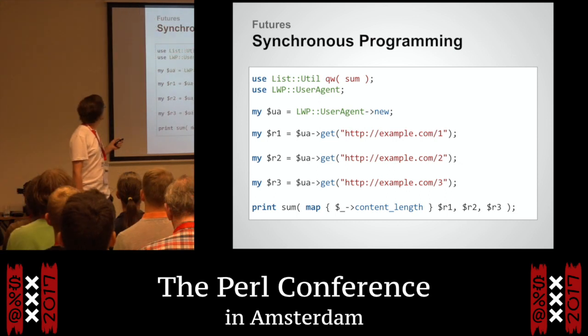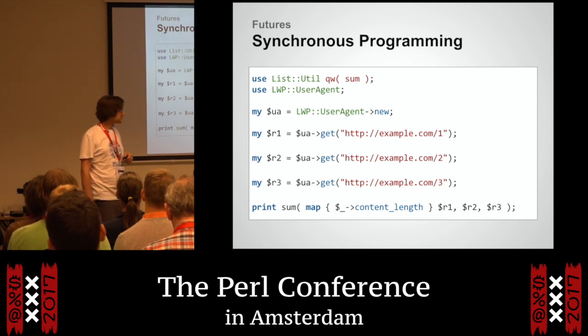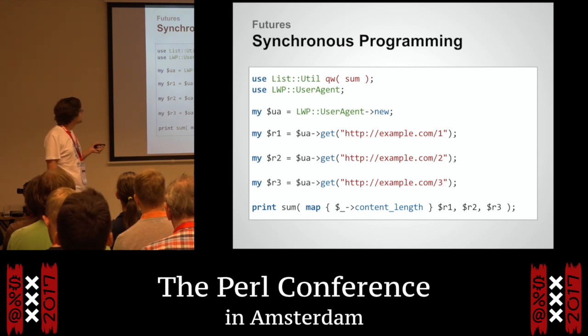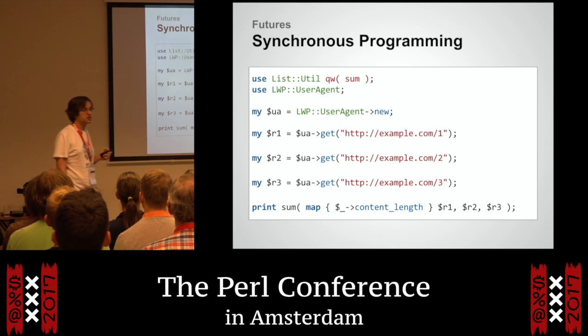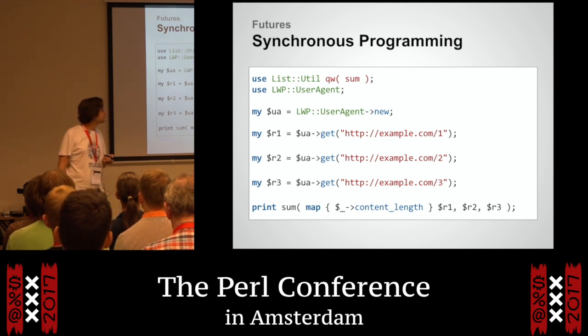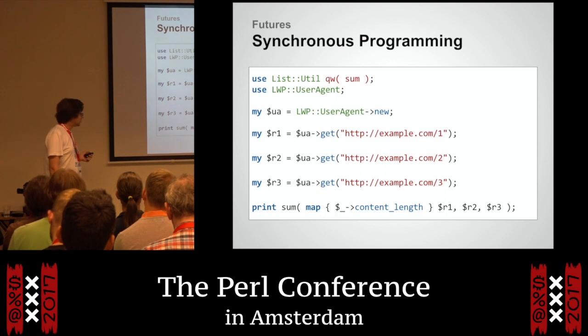Right. So this is just using LWP user agent. The idea is we're going to fetch 3 different pages, and for arbitrary reasons, we are going to sum the content length of all these 3 pages and work out how long in total these 3 pages are. So here's a nice little program that will do it synchronously by just fetching the first page, then fetching the second page, fetching the third page, add them all up.